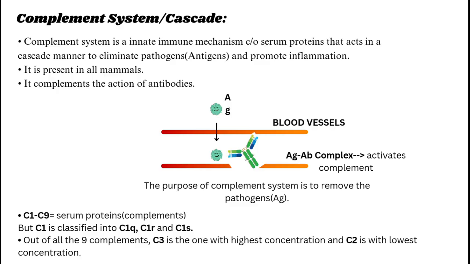Basically in the complement system, here you will see a total of 9 serum proteins, but C1 is classified into C1Q, C1R and C1S. So in total you can say 11 complements. But the complements that we are considering are C1 to C9. Out of all the 9 complements, C3 is the one with the highest concentration and C2 is the one with the lowest concentration.